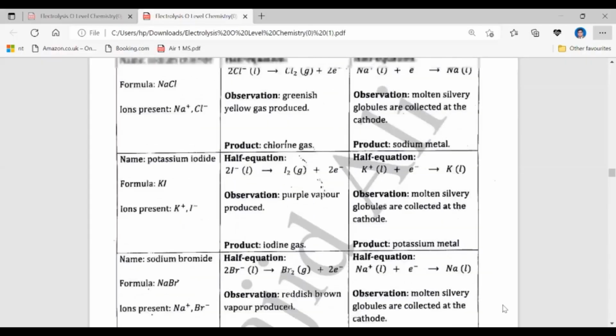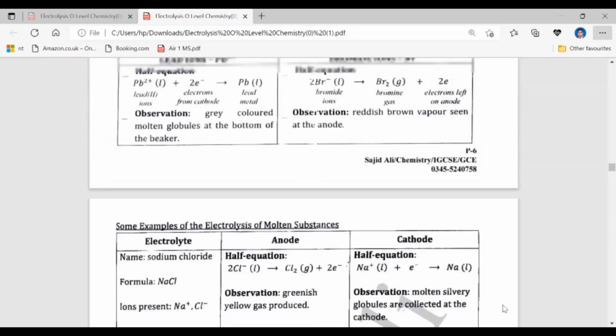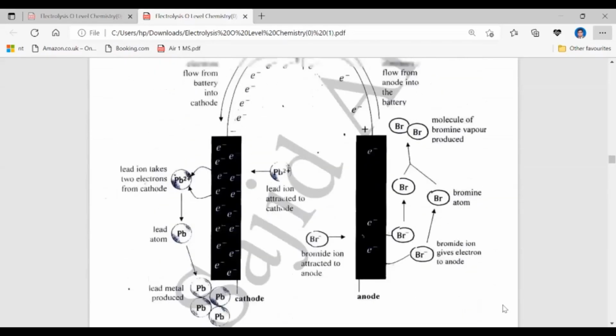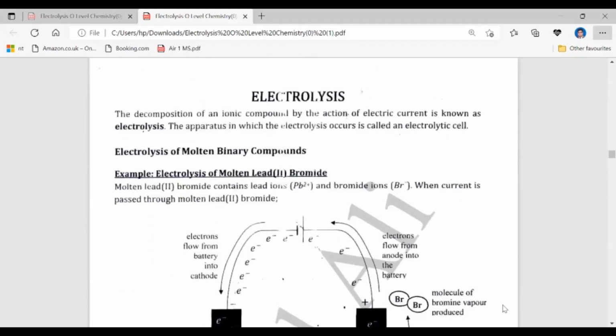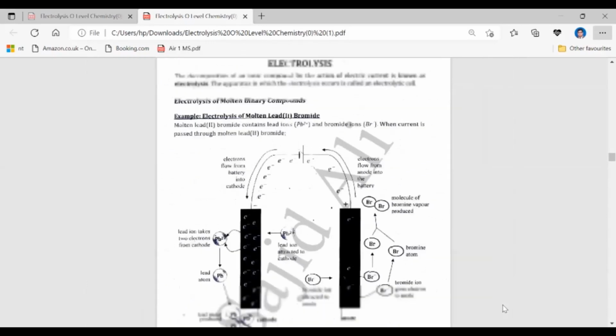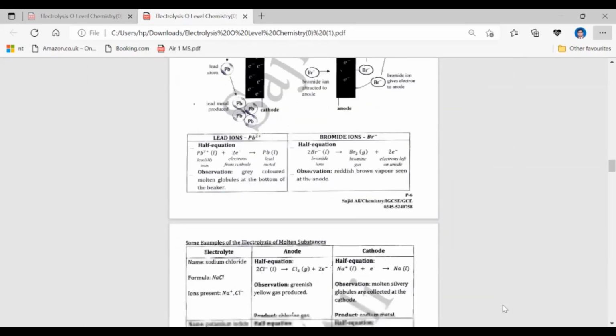So we have discussed the first case of electrolysis, the electrolysis of molten ionic compounds, and we used inert electrodes, mostly graphite, because graphite is easily available and not very expensive. Another electrode that can be used as an inert electrode is platinum, which is an expensive metal. All of these electrolyses are carried out using inert electrodes.